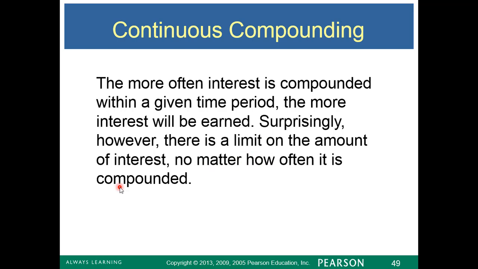In fact, as you can see, if you do tables and you start increasing n, as n gets bigger and bigger, the amount that you earn over the same time period goes up, but the amount that it goes up gets smaller. So it seems like it's heading towards a maximum.